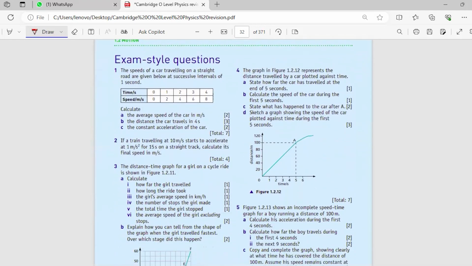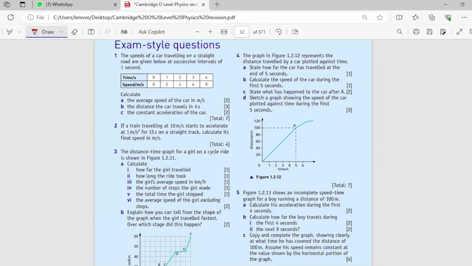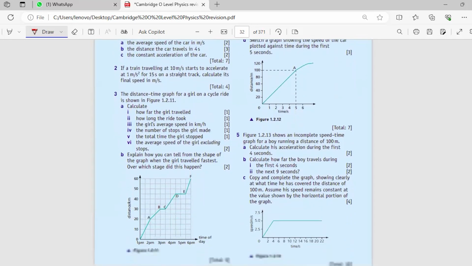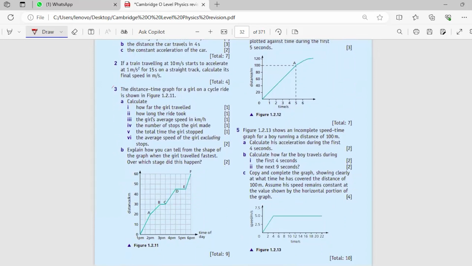Now there are the exam style questions. You have to try all of these. Let us do a few of them. Just like this question 3. A distance time graph is shown in this picture. How far did the girl travel? How much distance is traveled? That is 60. Answer is 60.